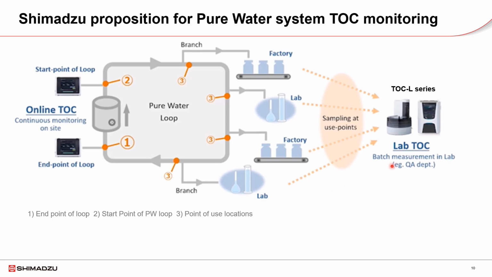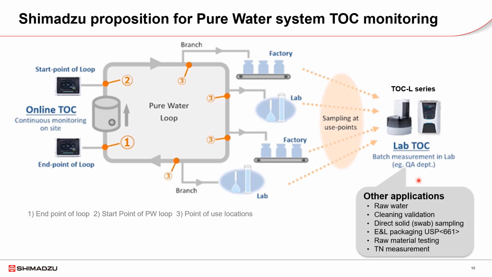In addition to the samples from the pure water system, laboratory TOC analyzers could also be used for other applications such as raw water analysis, cleaning validation, direct solid or swab sampling, extractables and leachables for packaging as per USP 661, raw material testing, and total nitrogen measurements. This way you can maximize the use of the lab TOC analyzer.